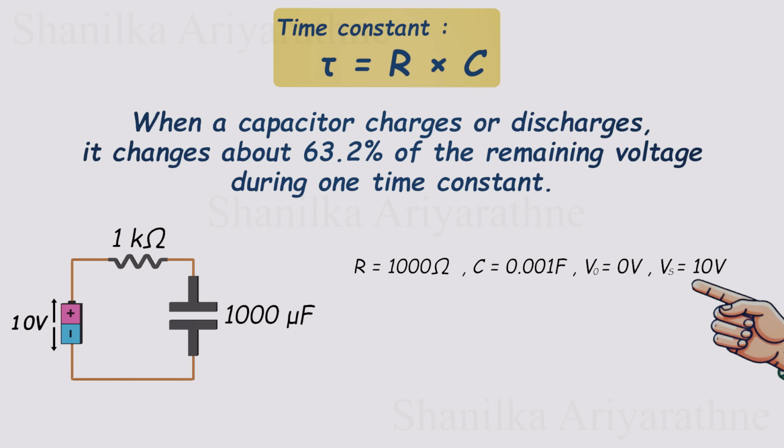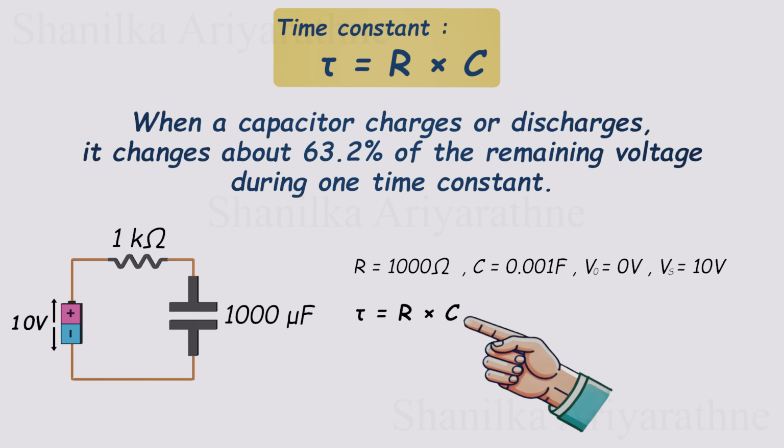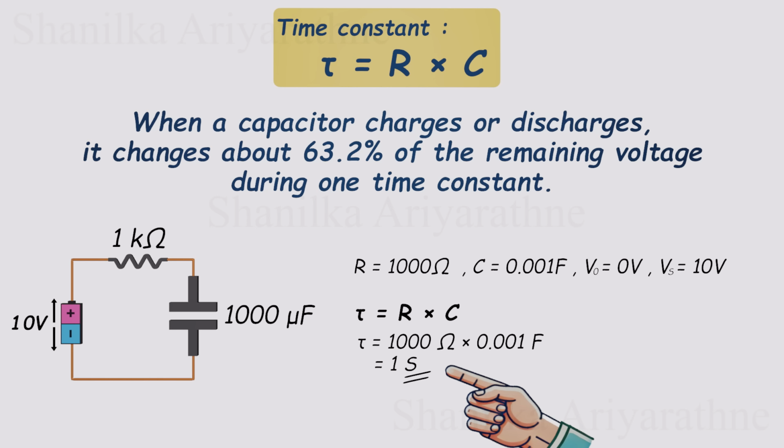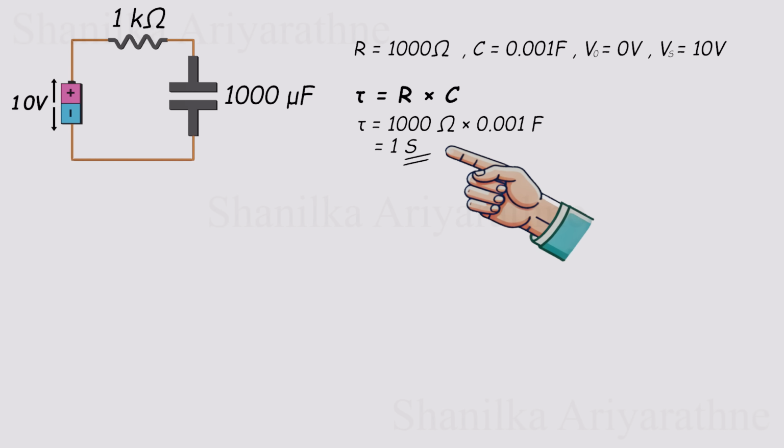Now, to find the time constant, all we have to do is multiply the resistance by the capacitance. That gives us a time constant of 1 second. In other words, in just 1 second, the capacitor will be about 63.2% of the way to full charge. All right, let's work through the calculations step by step.